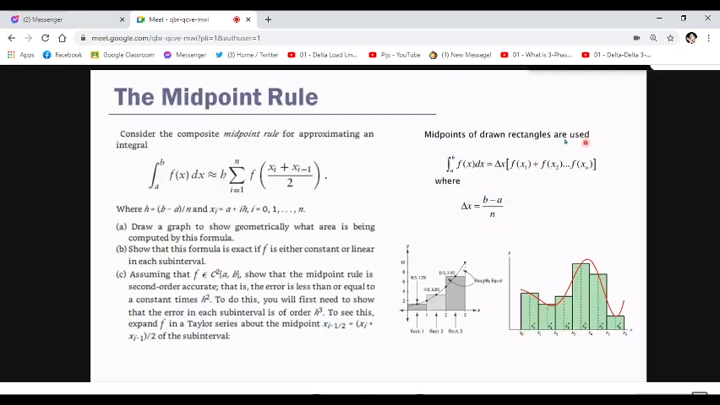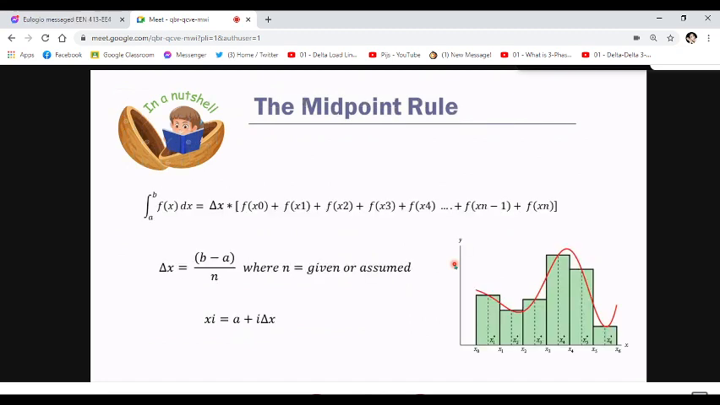Ito yung formula na mamaya ay didiscuss ko. At ito, mamaya ay i-discuss ko. Ito lamang ay mga derivation. Okay, so the midpoint rule, ito ang ating formula. Ito, luma na to. Ito, luma na rin yan. Ito lang ang nabago. Well, in fact, okay, yan ay luma na rin.